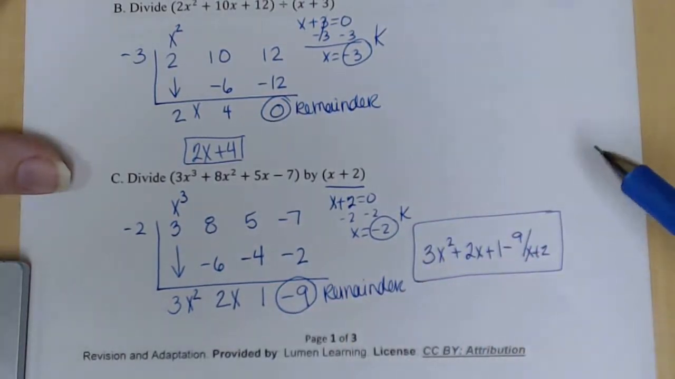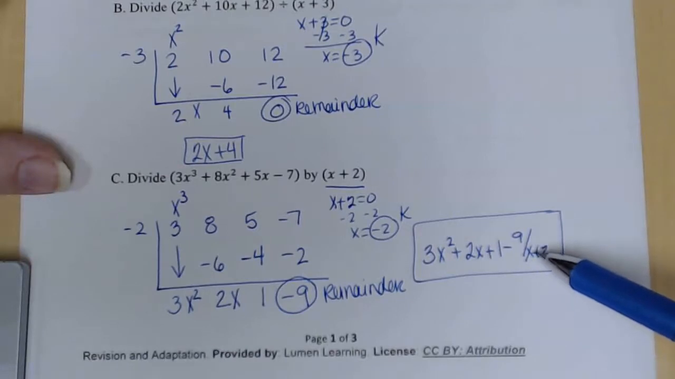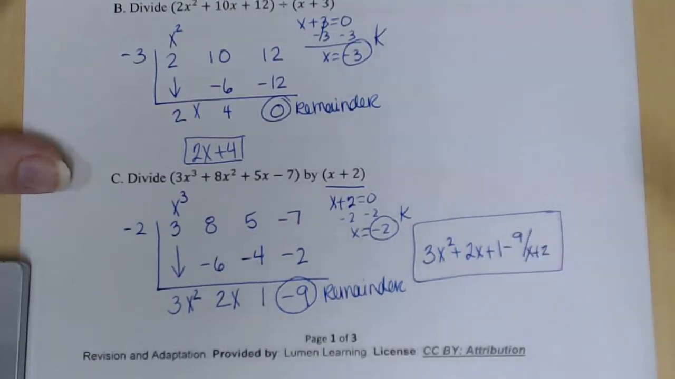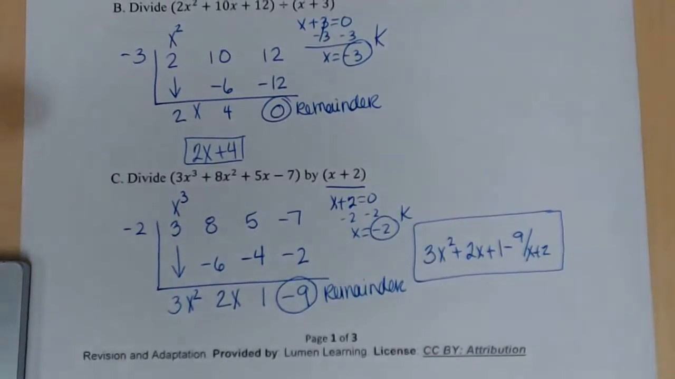Now be careful in the online homework, the way they're setting it up, some of them are already giving you this over x plus 2 and they just want you to place this in the box above it. But if you have any struggles with the homework as we go, just feel free to shoot me a Canvas message and I'll be happy to help you out along the way. Okay, so this is dividing with synthetic.